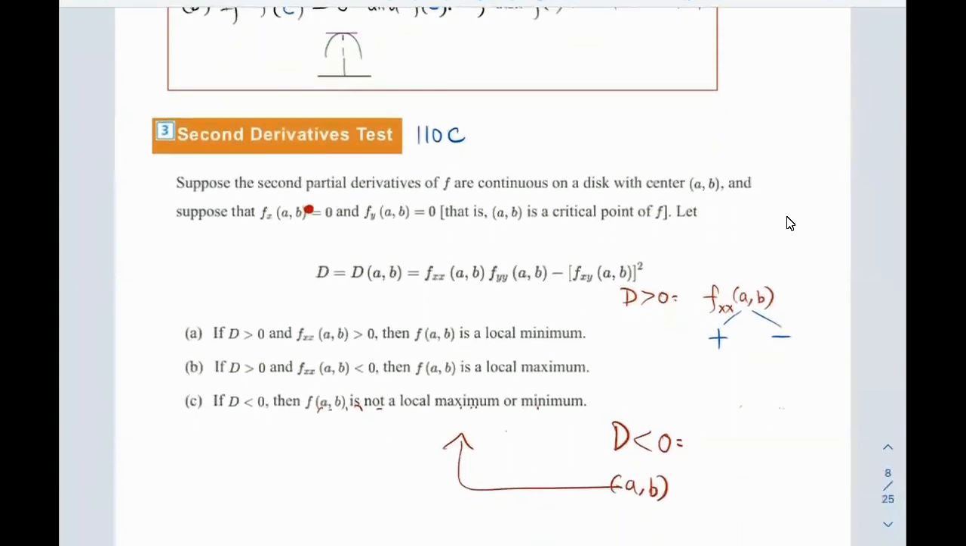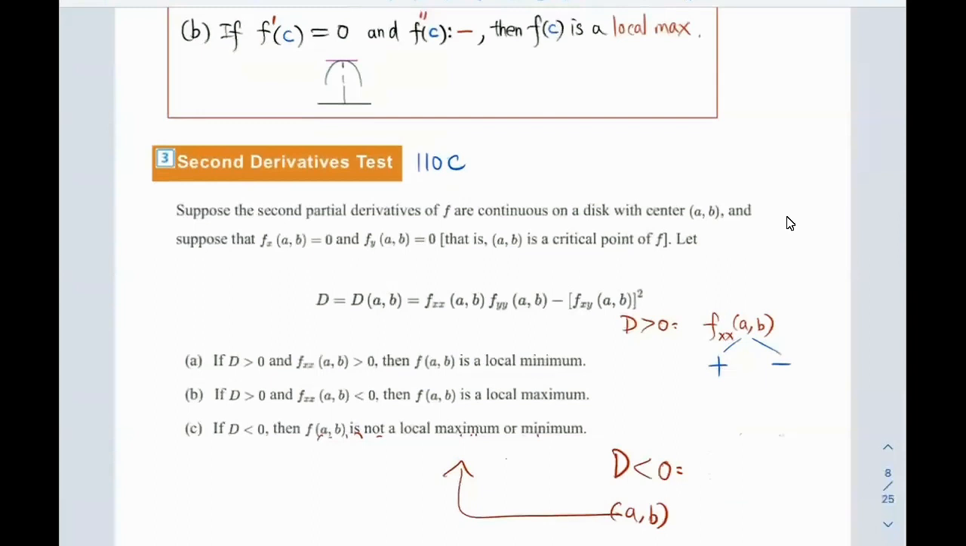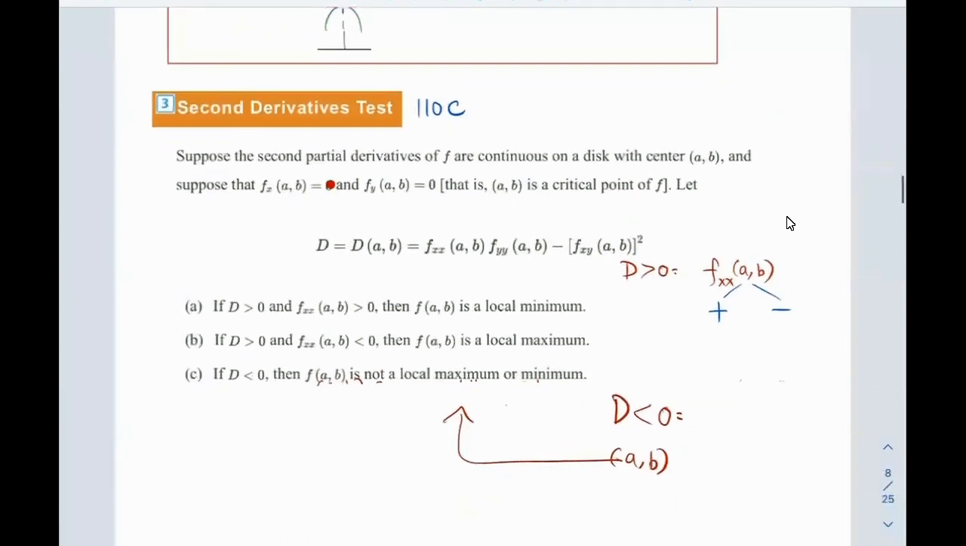What does it say? Suppose the second partial derivatives of the function are continuous on a disk with the center (a, b), and suppose both partial derivatives equal 0 at (a, b), which means that (a, b) is a critical point of the function. Then what we're going to do is look at the D over here.